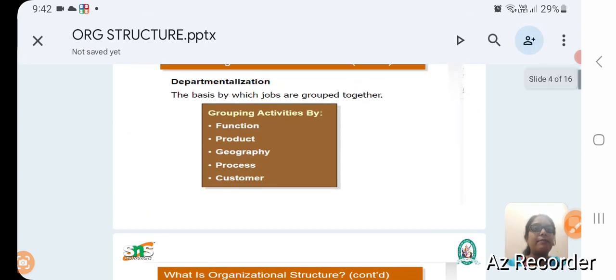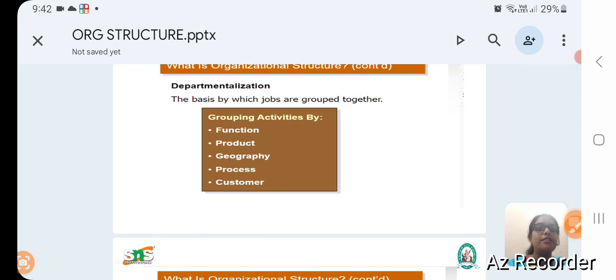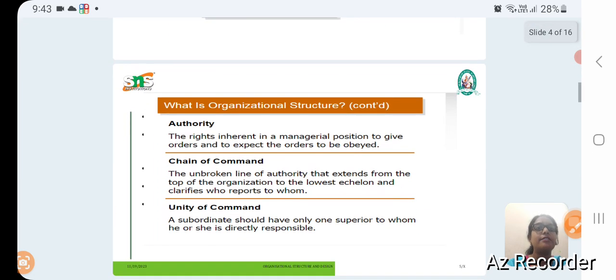Second element is departmentalization. It is the basis by which jobs are grouped together, like a person related to sales, advertisements, they all come under marketing. Then the person working in the auditing department, etc., they come under the finance department. And who designs a product, or who makes use of these ads, these people come under the system department. So based on their jobs, based on their function, they are segmented into one group, that is known as departmentalization.